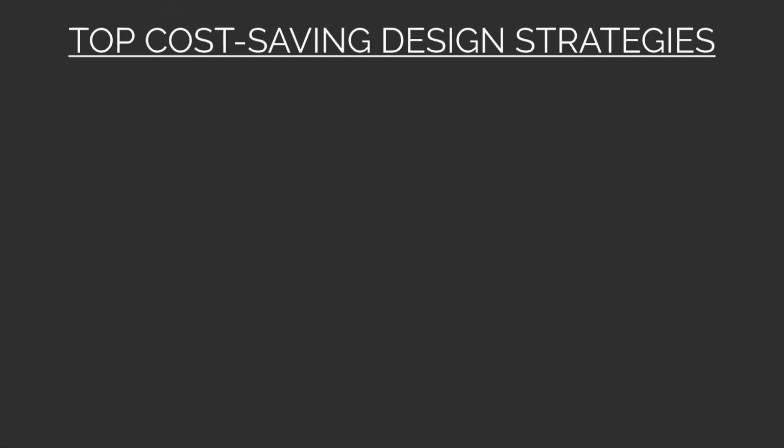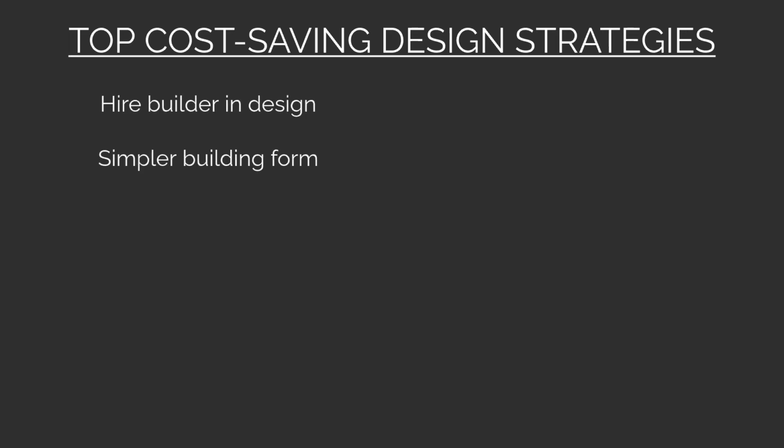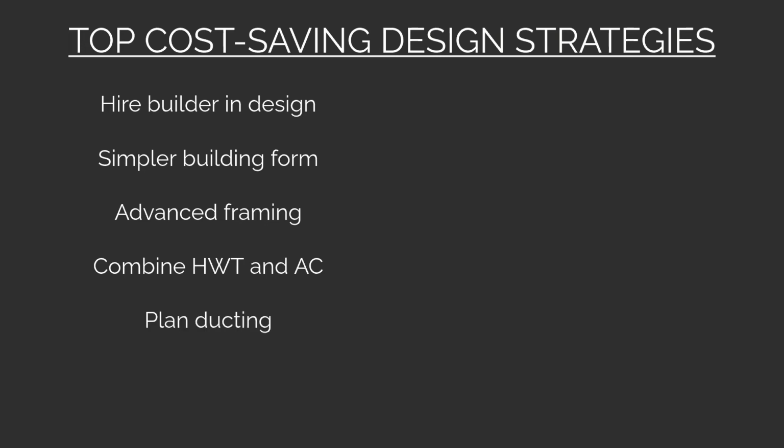Let's summarize the 10 design strategies that I recommend to bring down the cost of construction. Hire the builder early in the design phase. Design a simpler building form. Advanced structural framing, combining hot water heating equipment and air conditioning equipment to reduce the total amount of equipment needed. Planning the ventilation system as the building design evolves. Plan the plumbing layout also as the building design evolves.